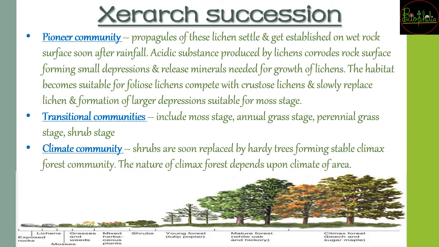Now we see the detailed understanding of the two types of succession. The first succession is the xerarch succession. That means when there are extreme dry conditions, going from dry conditions to mesic conditions, what are the changes that occur? First comes the pioneer community, which starts from the lichen.